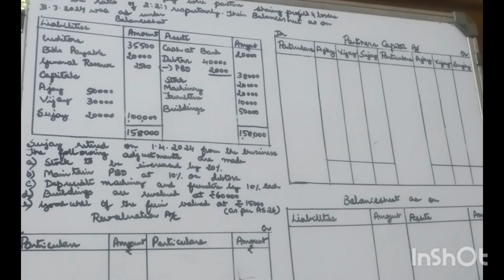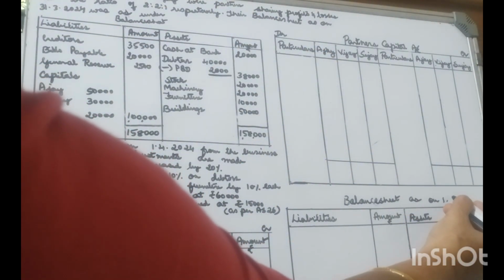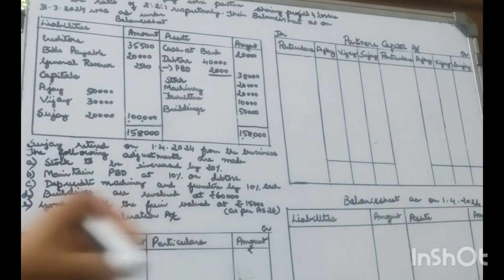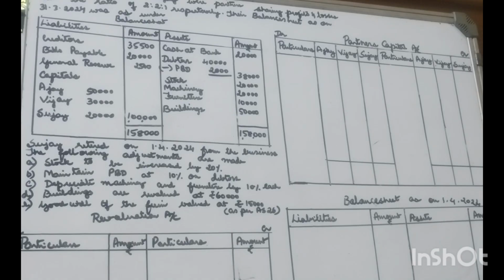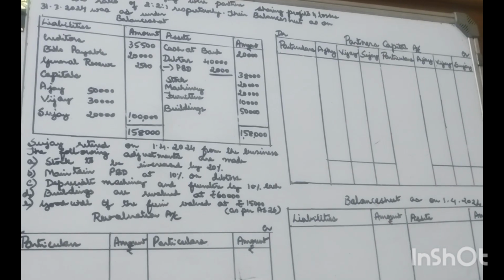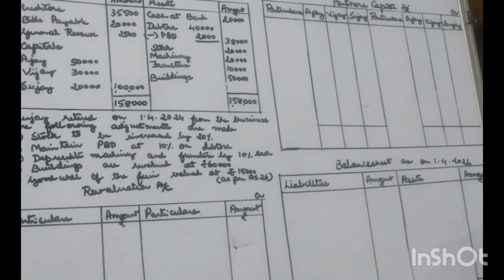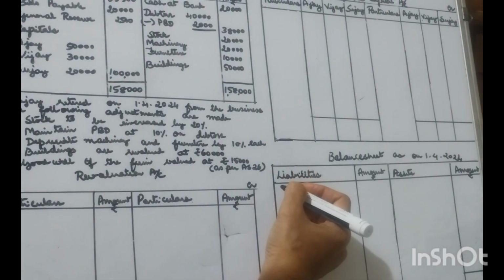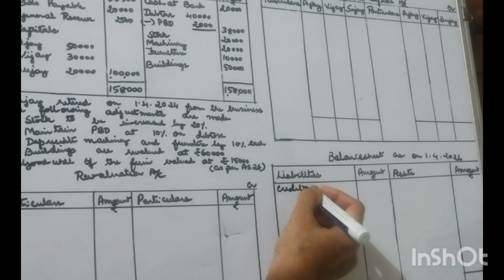Then Sujay is the partner who has retired on 1/4/2024. So you need to write the balance sheet on the date of retirement, that is 2024. First we will make the entries, how they have to be made. Liability side, creditors, that is given, so it has to be recorded in the balance sheet on the liability side as creditors.